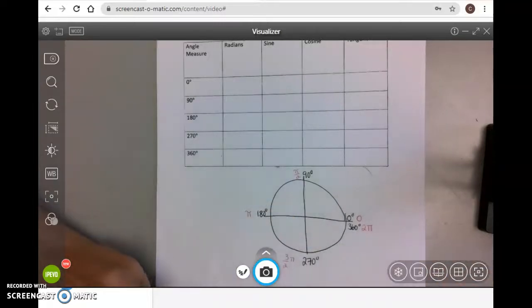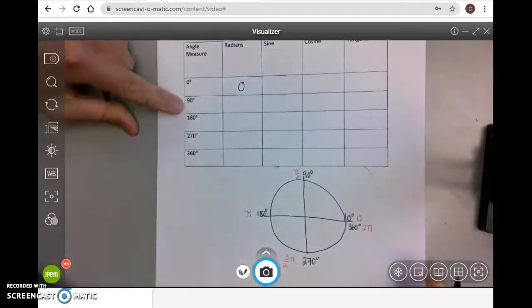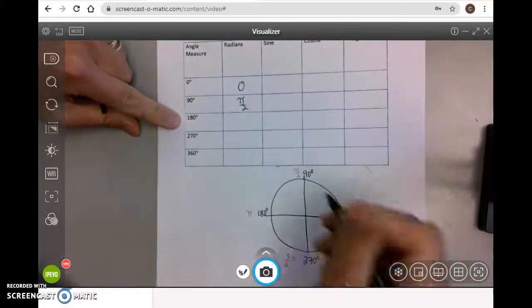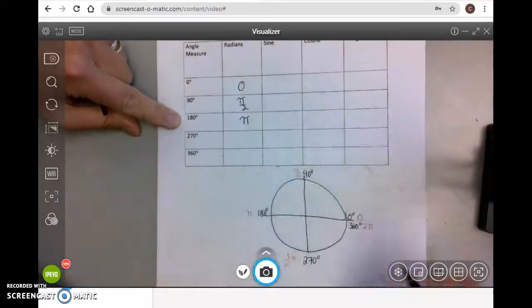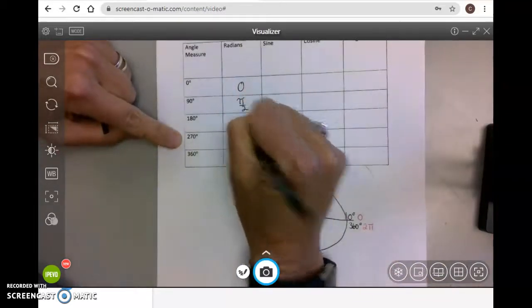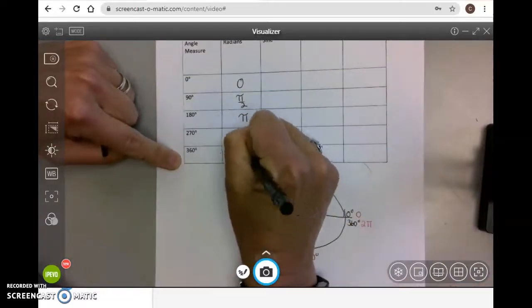I guess what I'll do first, though, is I'll go ahead and answer these questions here. 0 degrees is 0 radians. 90 degrees is pi over 2. 180 degrees is pi. 270 degrees is 3 pi over 2. And 360 degrees is 2 pi.